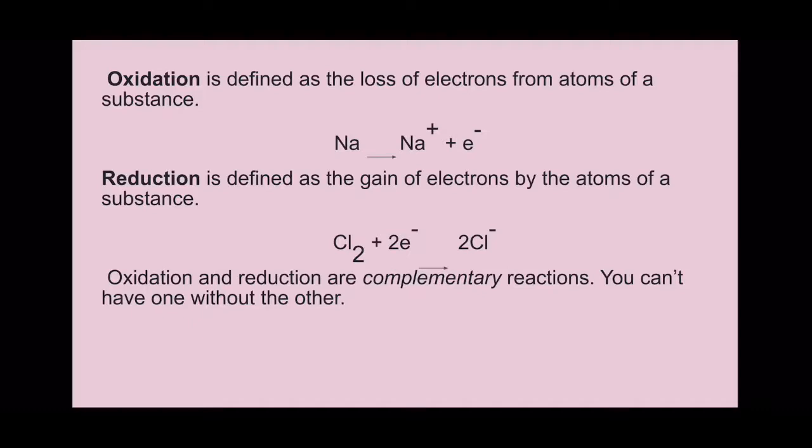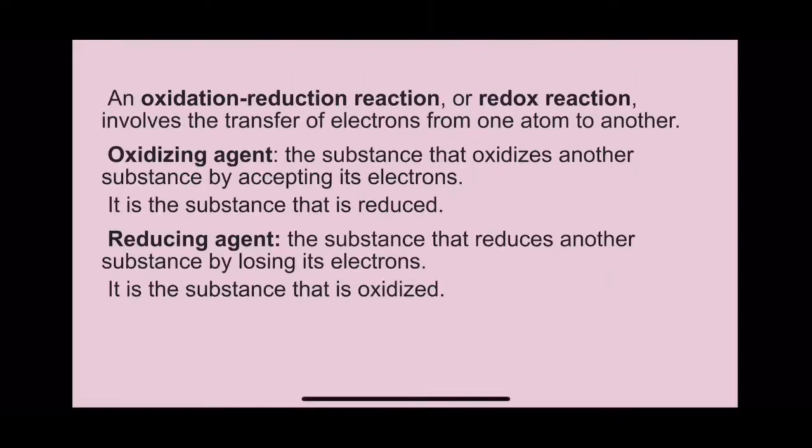Oxidation and reduction are complementary reactions, meaning you can't have one without the other. Why? Because when an atom loses an electron, another atom has to take it. It can't just disappear. It can't just go into nowhere. Another atom has to accept it. So oxidation and reduction always occur together. These reactions are called redox reactions, or oxidation reduction reactions, which involve the transfer of electrons from one atom to another.